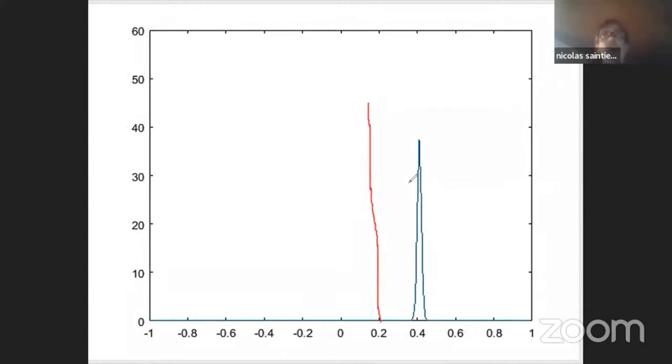And now I would like to see how the Dirac mass evolves in time. With the previous dynamic, we saw a diffusive behavior. The Dirac mass just becomes like a Gaussian, more or less, where the mass is spreading toward one and minus one. But now we'll see that for the other dynamic, the behavior is completely different.